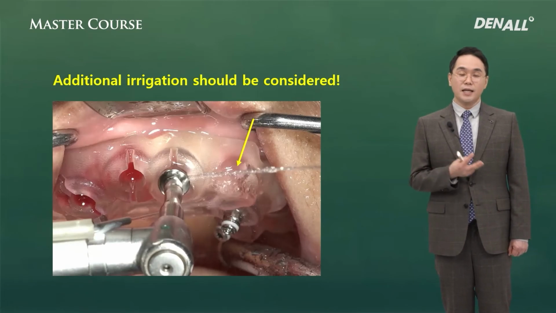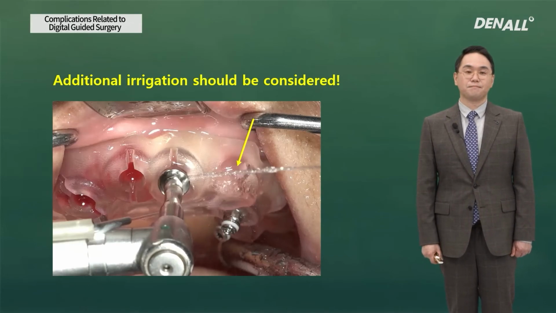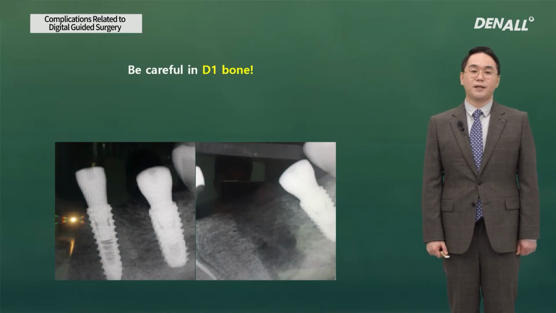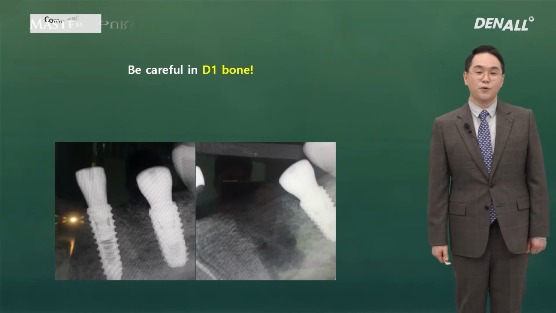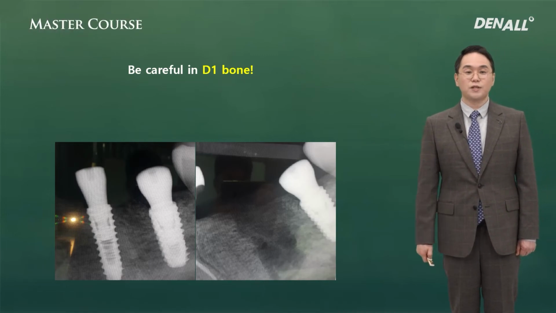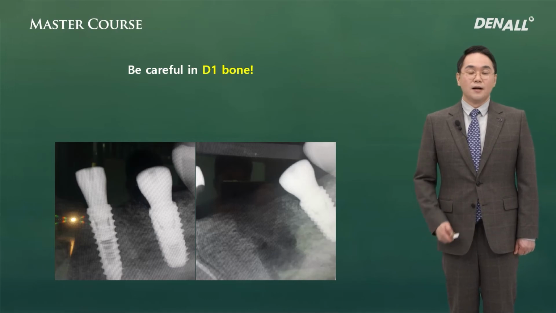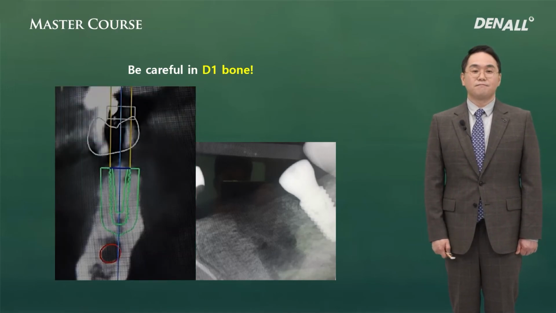When you use initial drill instead of 2.0 drill, you need to gradually progress. And you need to be very careful in D1 bone. This is the patient that was referred to me. One guide was used to place the implant, and after 4 weeks, you can see extensive bone loss and the implant failed. I requested the data that was used for planning.